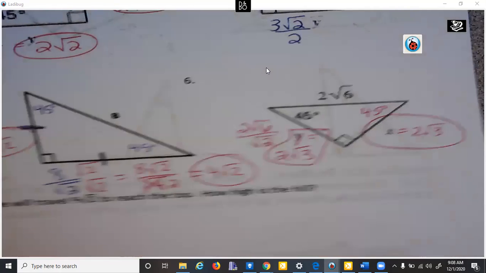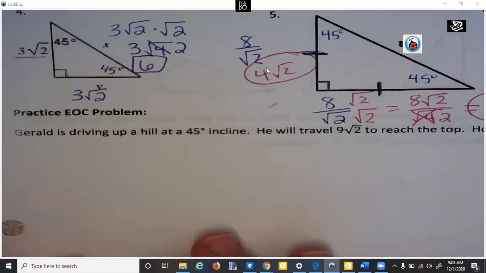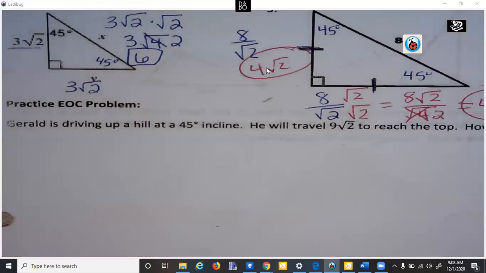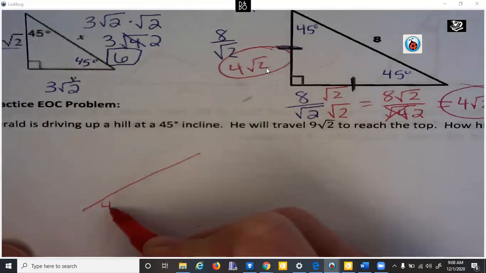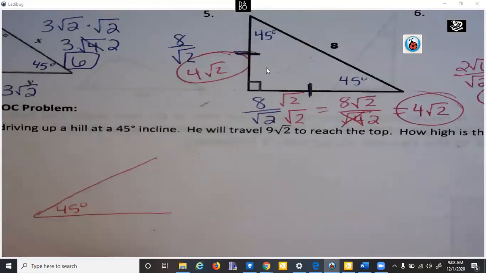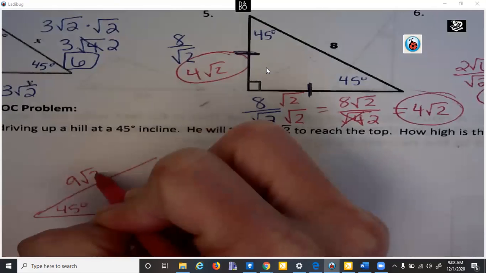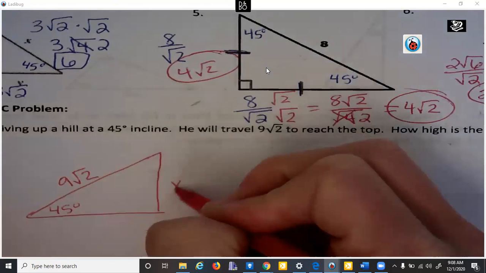All right, here's a practice word problem. Gerald is driving up a hill at a 45-degree incline. So he's driving up a hill, 45-degree incline. He will travel 9 root 2 to reach the top. How high is the hill?